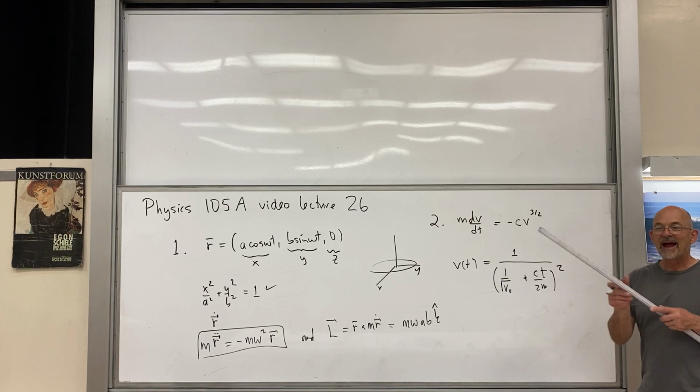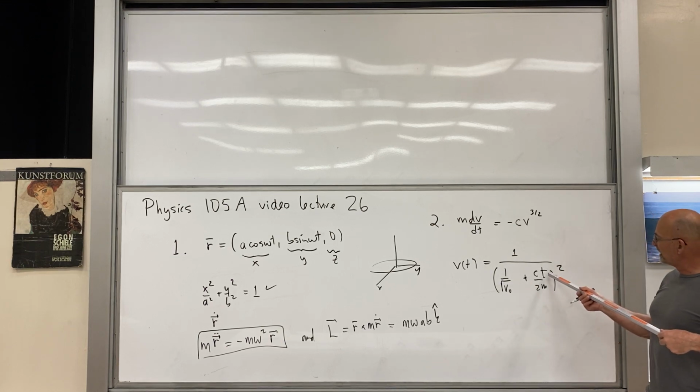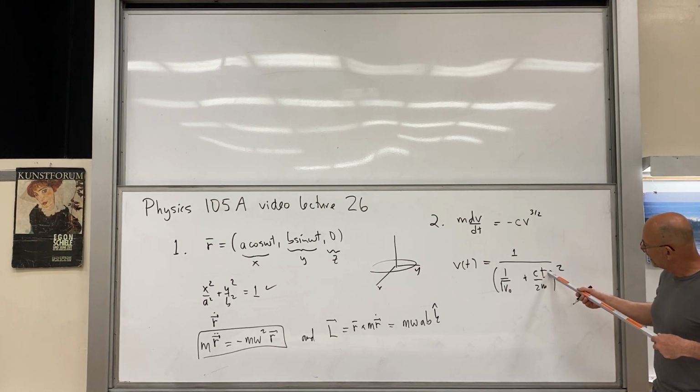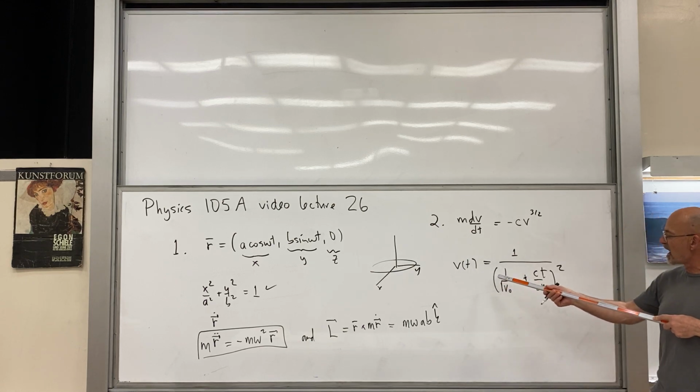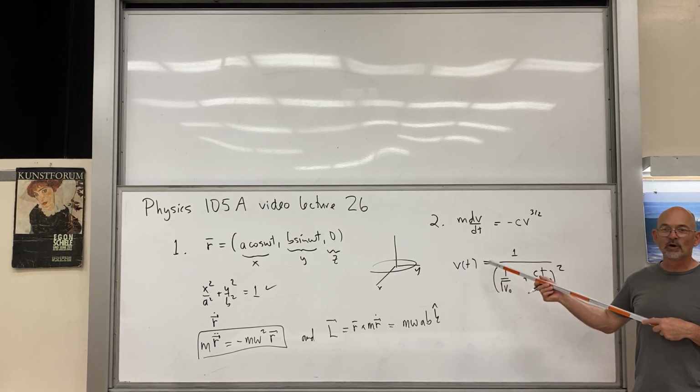Not necessarily simpler. However, the next point is that t has to diverge for v to come to a stop. So this thing comes to a stop as t goes to infinity.